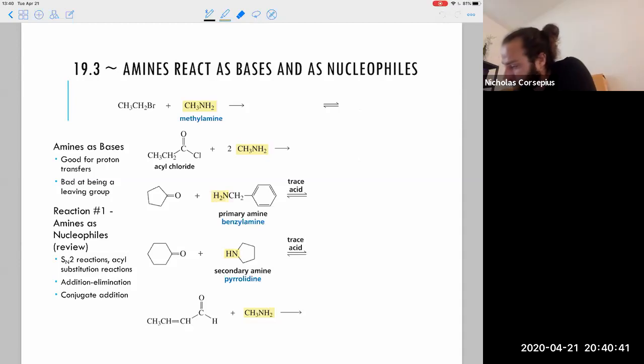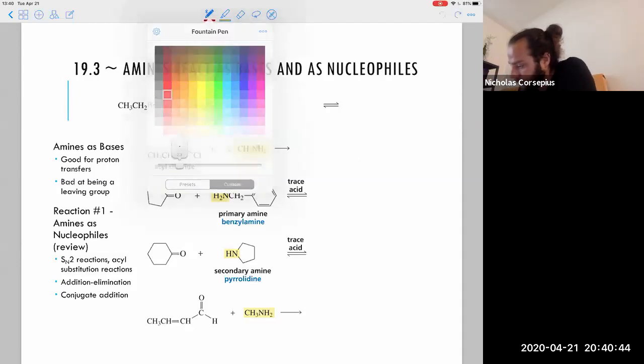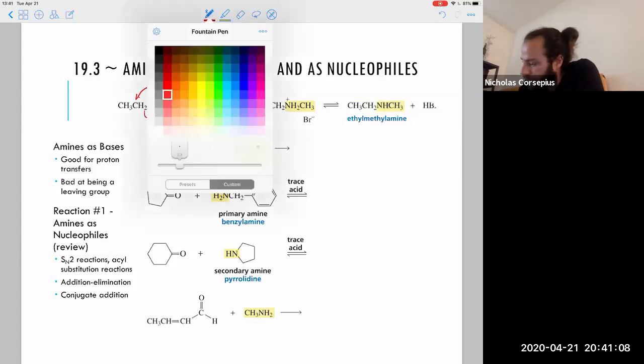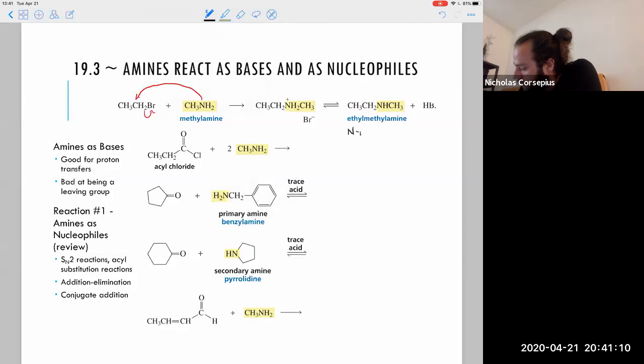N-methyl ethylamine, right? So first of all, the key thing to remember here is, again, nitrogen is going to be playing the role of a nucleophile, going to kick off that bromine. If you mix these two together, you would get this ammonium bromide salt. But again, that proton is really not that hard to remove. So any amount of base that we would add would pop that off, and we would get N-methyl ethanamine.